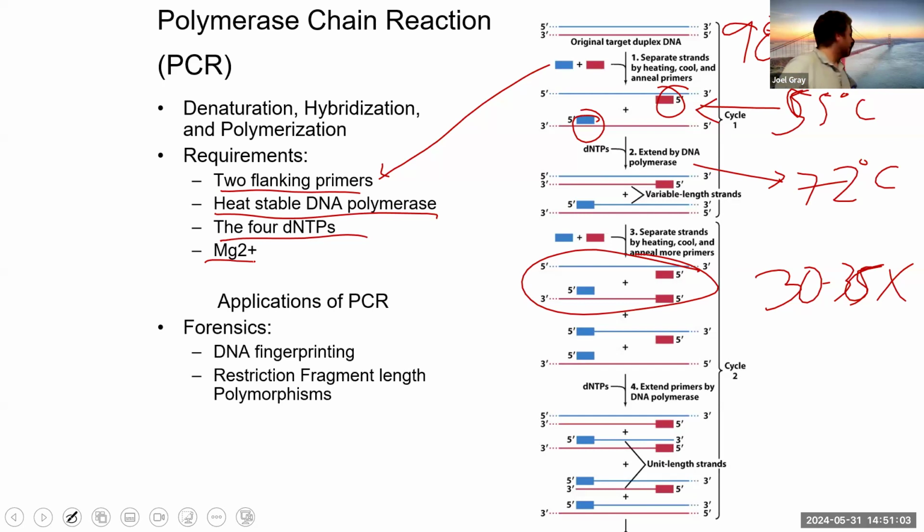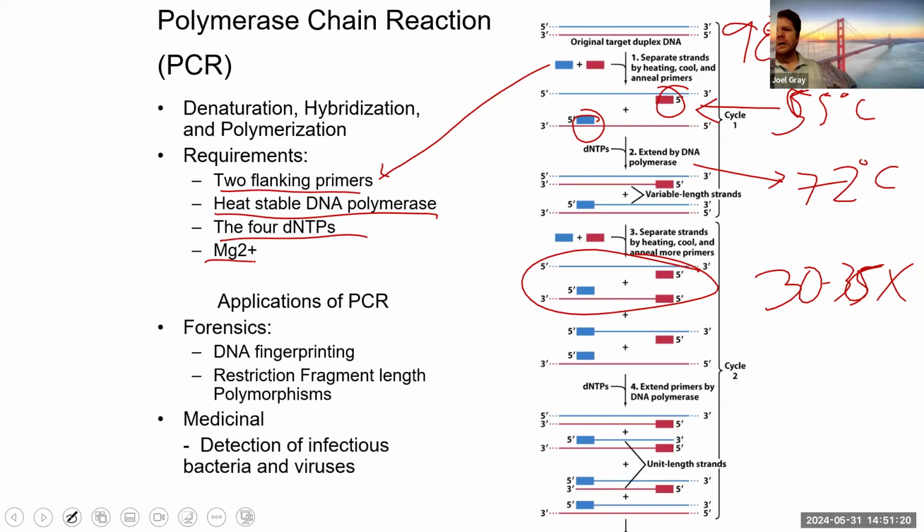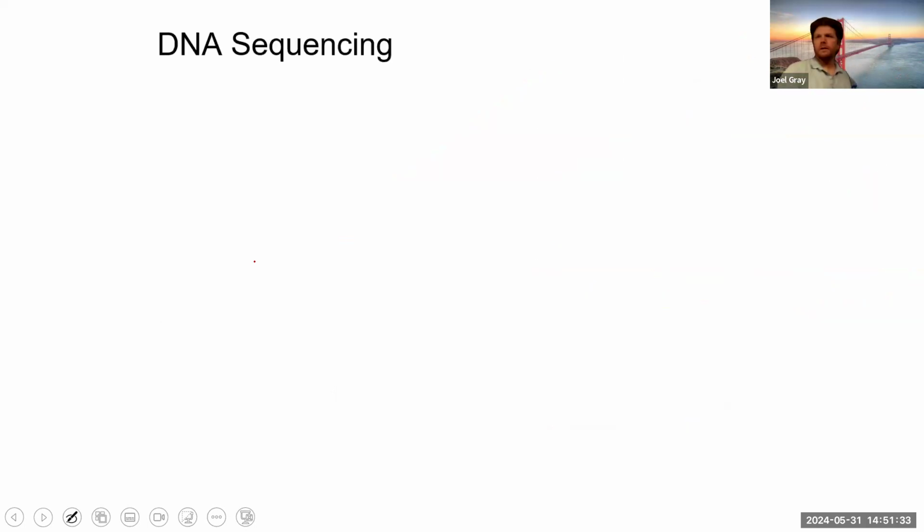PCR is a technique that's invaluable for forensics. We have DNA fingerprinting as a method. It's also been employed in restriction fragment length polymorphism analysis because you can take that small sample of DNA, amplify it, and then cut it, and then see the relationship between people's DNA. Also medical detection of infectious bacteria and viruses. Go get your PCR test because otherwise you can't come to the concert, sort of thing. But obviously it's not just exclusive to COVID or anything like that.